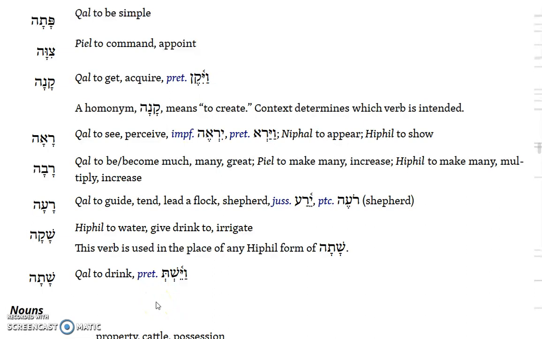And then shatah in the qal means to drink. Shaqah is rare, shatah is more common.